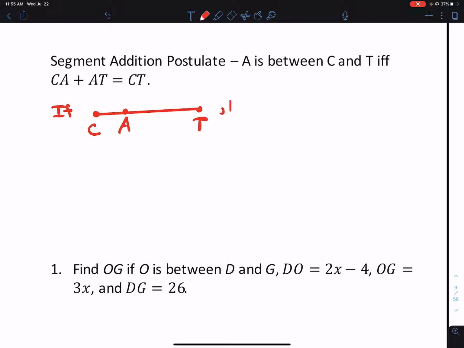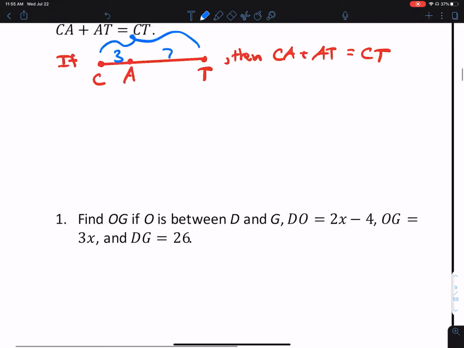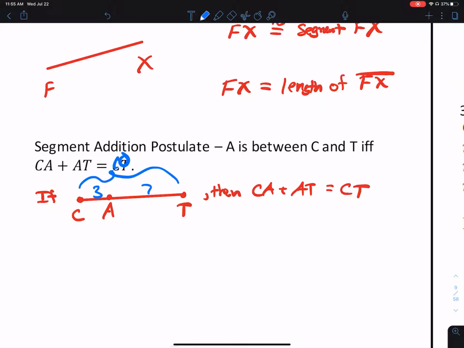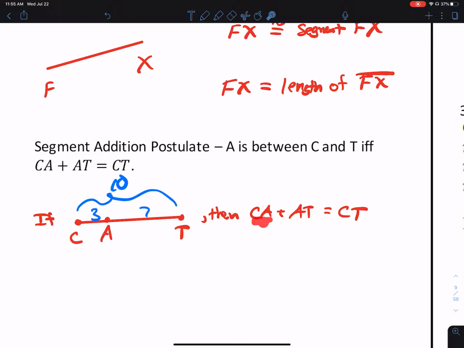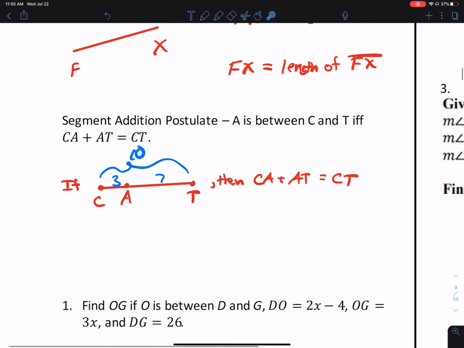What conclusion can we draw from this according to the segment addition postulate? The measure of CA plus the measure of AT should equal the measure of CT. I might have said AT at the end there. So with numbers always makes it easy. If this is 3 and this is 7, then this whole length has to be 10. That makes sense, right? 3 plus 7 equals 10. It's essentially what this is saying.